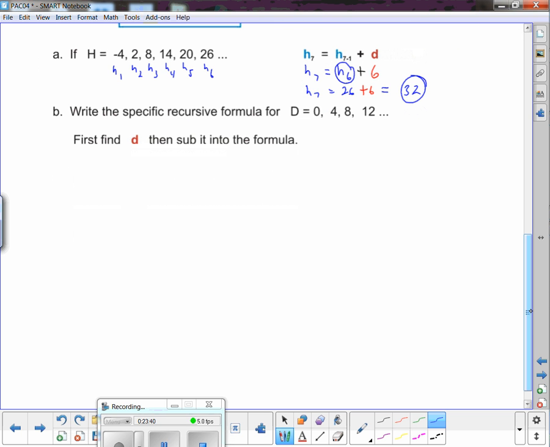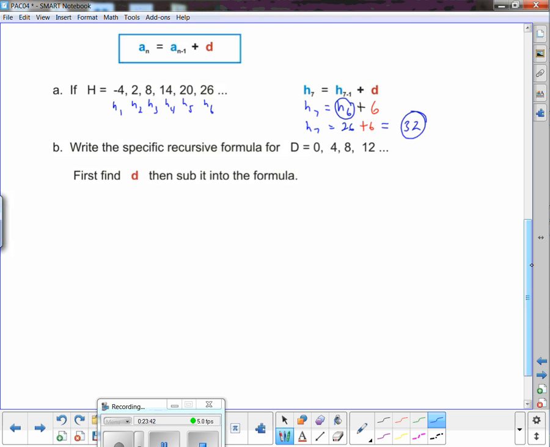So let's see now if we can write the specific recursive formula for the D sequence that is 0, 4, 8, 12, etc. Okay, don't let that question cause you a lot of alarm. It's really a pretty easy situation. All we need is the value of D.